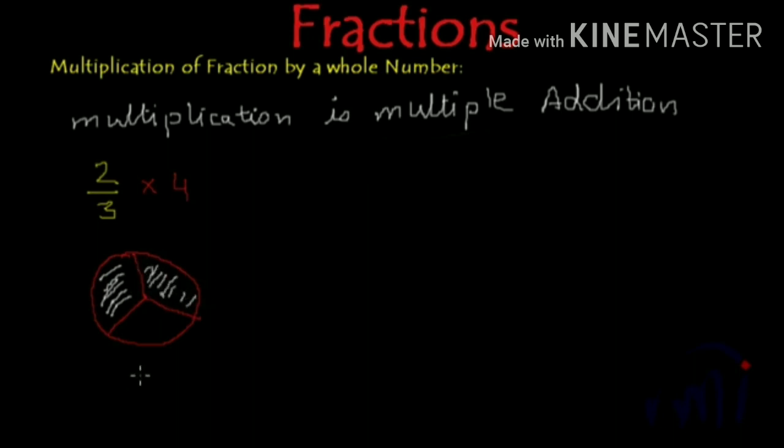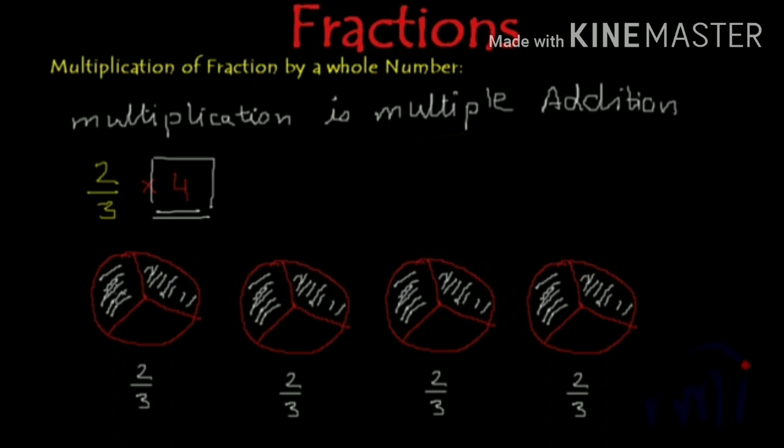Since it is 2 by 3 into 4, you see there 2 by 3 into 4. So we have to represent this 2 by 3 4 times. It is 4 times of 2 by 3. So we have to represent 3 more diagrams like the one I have shown. So totally you are having 4 2 by 3s. Now let us see how to represent this 2 by 3 into 4. So we have shaded 2 portions each. So 1 2 3 4 5 6 7 and 8. So you can see here 8 portions are shaded. So it is 8 by 3.